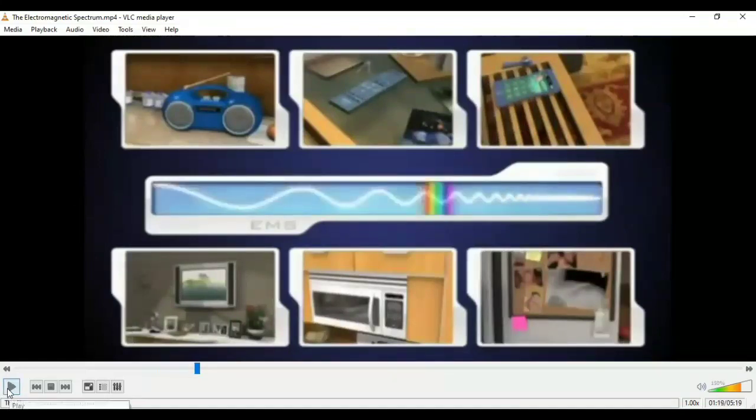So here, what the person is trying to say is that it is the foundation of the things you are doing in the current world. Even your radio, your remotes which operate on infrared, your cell phones, your X-ray if the doctor is taking an X-ray, microwaves, visible light, TVs, all are part of the electromagnetic spectrum.